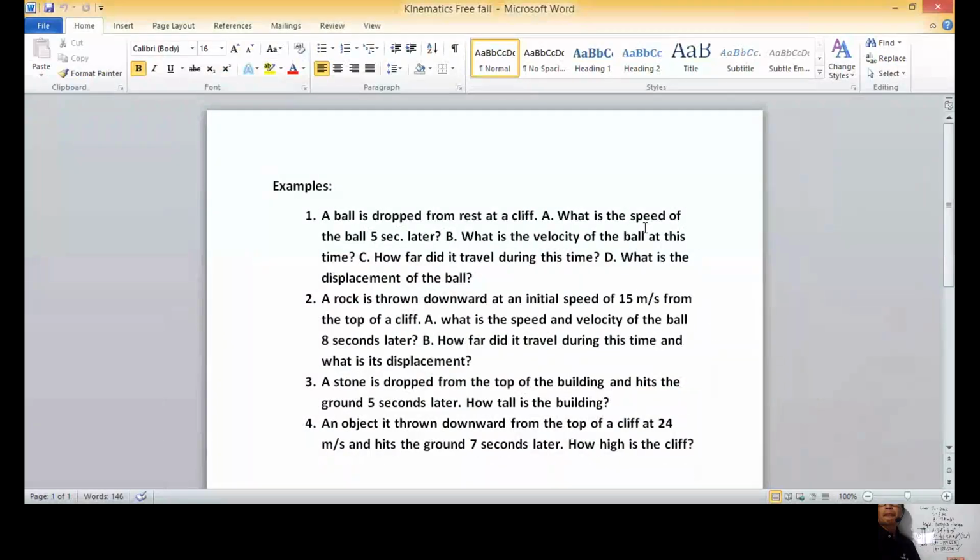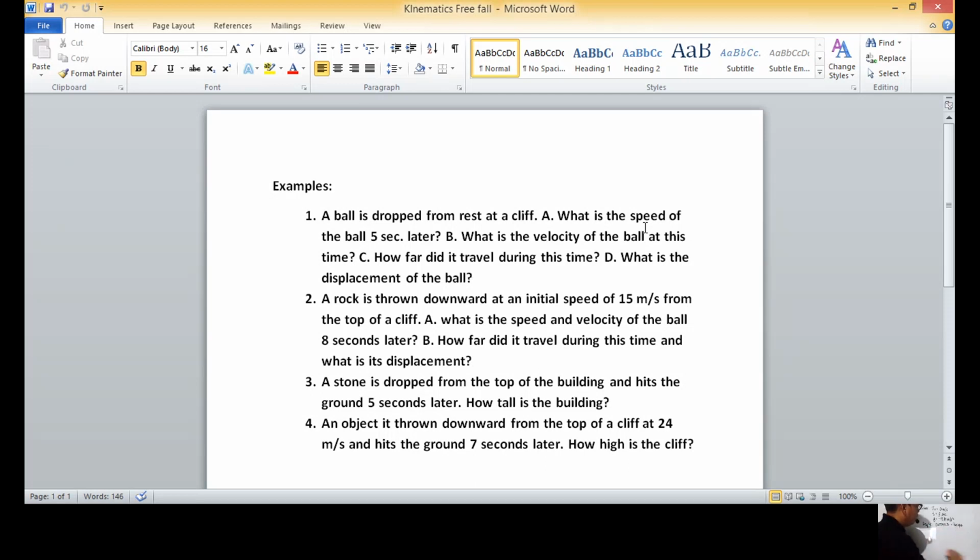Okay, number 4. An object is thrown downwards from the top of a cliff at 24 meters per second and hits the ground 7 seconds later. How high is the cliff? So I'll be writing first the given before I remove the share screen.